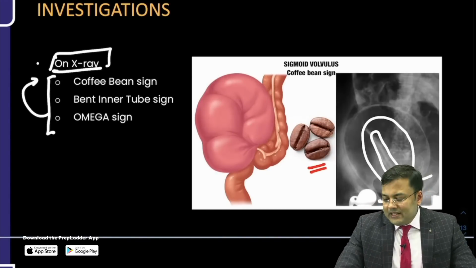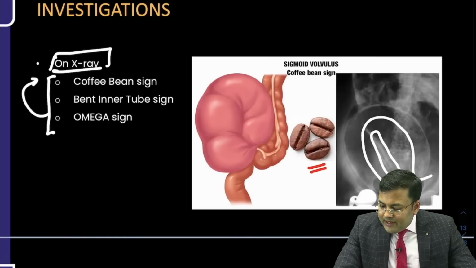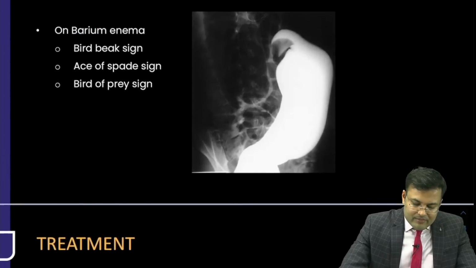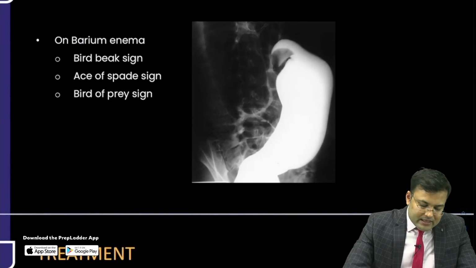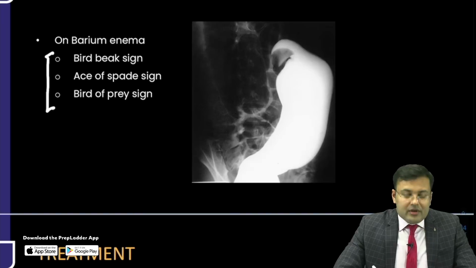I am waiting for your answer. Tell me guys. Bird of prey, Shashi Bhushan, very good. Bird beak sign, very good. Ace of spade sign, very good. Almost all of you are correct. So on barium enema, these are the signs: bird beak sign, ace of spade sign, bird of prey sign.